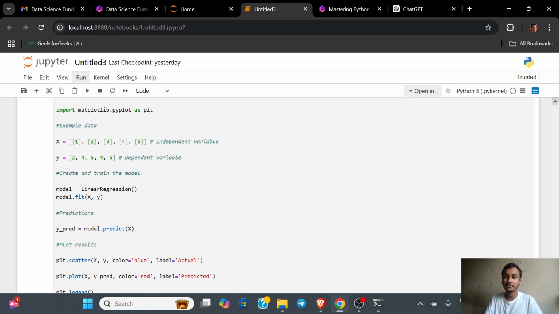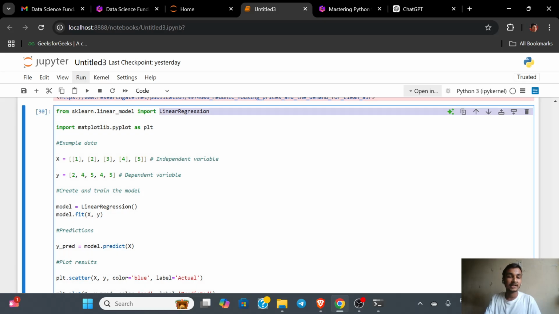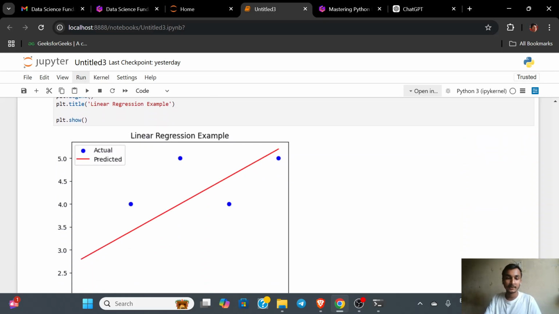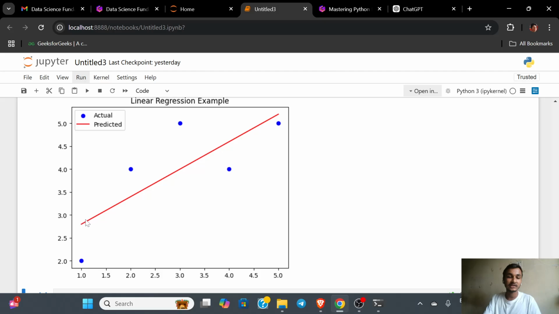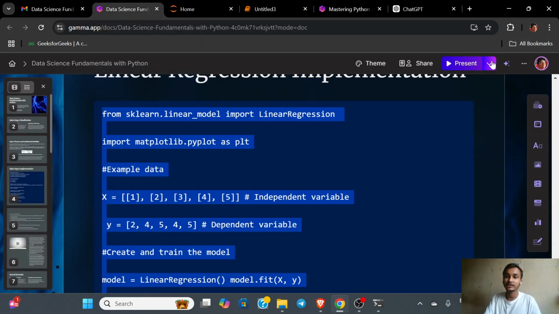Okay, so this is the sample code. You can see it. Importing linear regression. Then this is the sample data, independent variable, dependent variable. Then we are creating and training the model, and we are making the predictions and plotting the results. Let's try to run it. Now you can see that this is the predicted, and these are the actual points. Predicted by a red line and actual points by blue dots. So this was the example of linear regression. Now let's move on with the presentation.